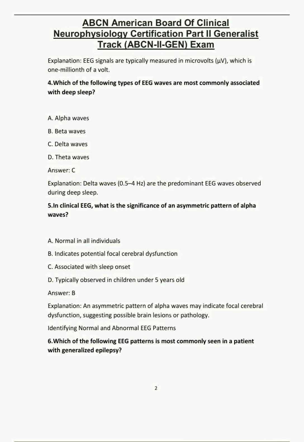5. In clinical EEG, what is the significance of an asymmetric pattern of alpha waves? A. Normal in all individuals. B. Indicates potential focal cerebral dysfunction. C. Associated with sleep onset. D. Typically observed in children under 5 years old. Answer B. Explanation: an asymmetric pattern of alpha waves may indicate focal cerebral dysfunction, suggesting possible brain lesions or pathology. Identifying normal and abnormal EEG patterns.